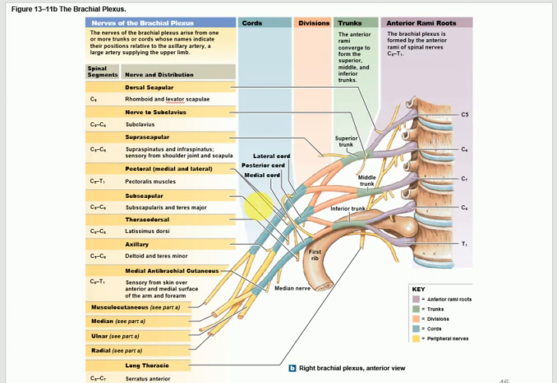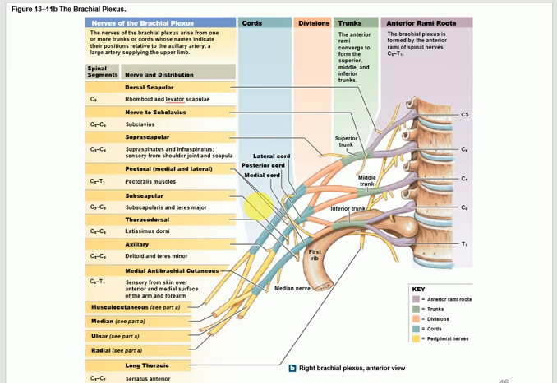First of all, the level of the roots. What are the roots from here? C5 to T1, right? So here is C5, C6, C7, C8, T1. Clear? Next level. 5 and 6 come together to make the superior trunk. 7 alone will make the middle trunk. C8, T1 will make the inferior trunk. Clear? This is the next level, the trunk level.